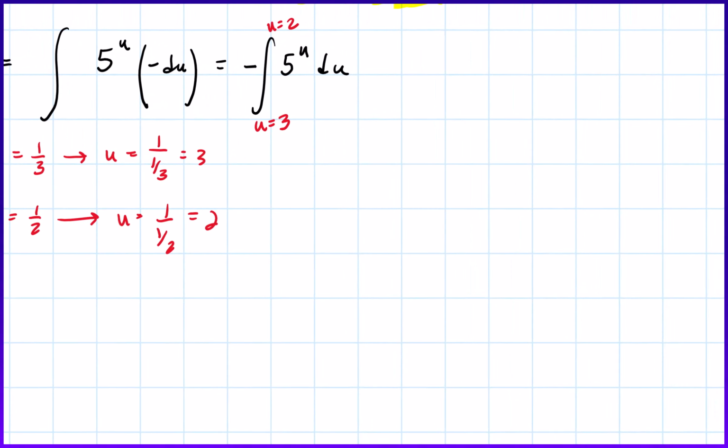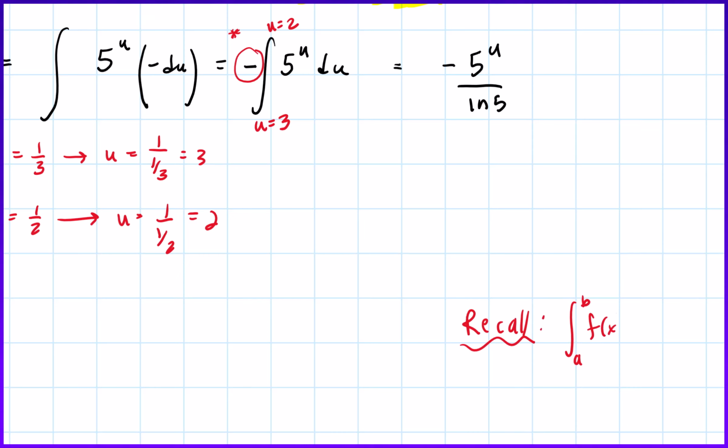And now we can go ahead and integrate that. The integral of 5 to the u, so we have the minus, is negative 5 to the u over the natural log of 5. Oh, I should have mentioned, we have this negative here and the bounds are a little bit funky. If you ever want to flip the bounds, we do have a little rule. Let's write it down here, a little recall. If you have the integral from a to b of f of x dx, that is equivalent to the negative of the integral from b to a of f of x dx.